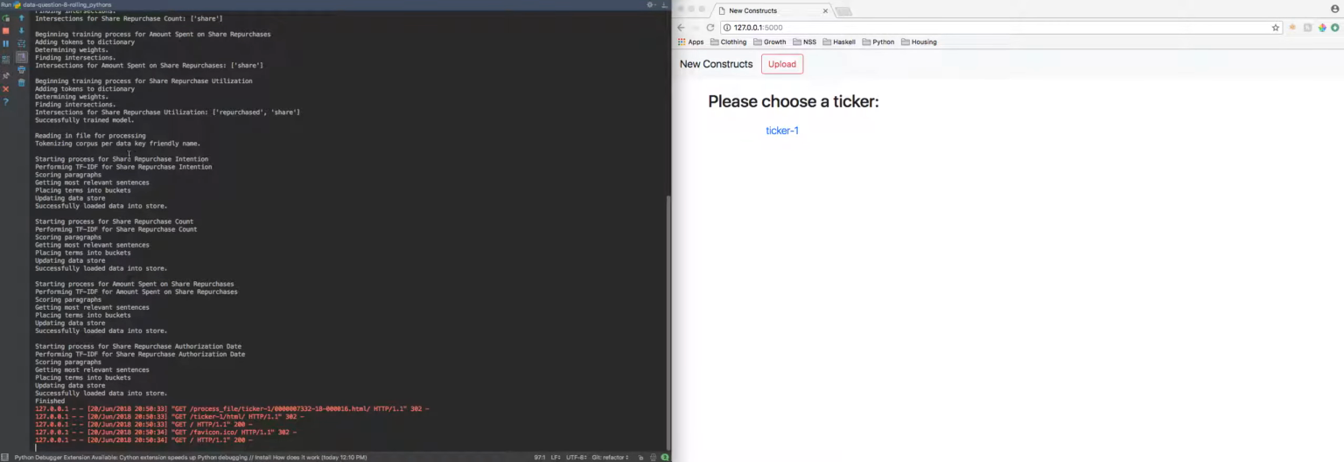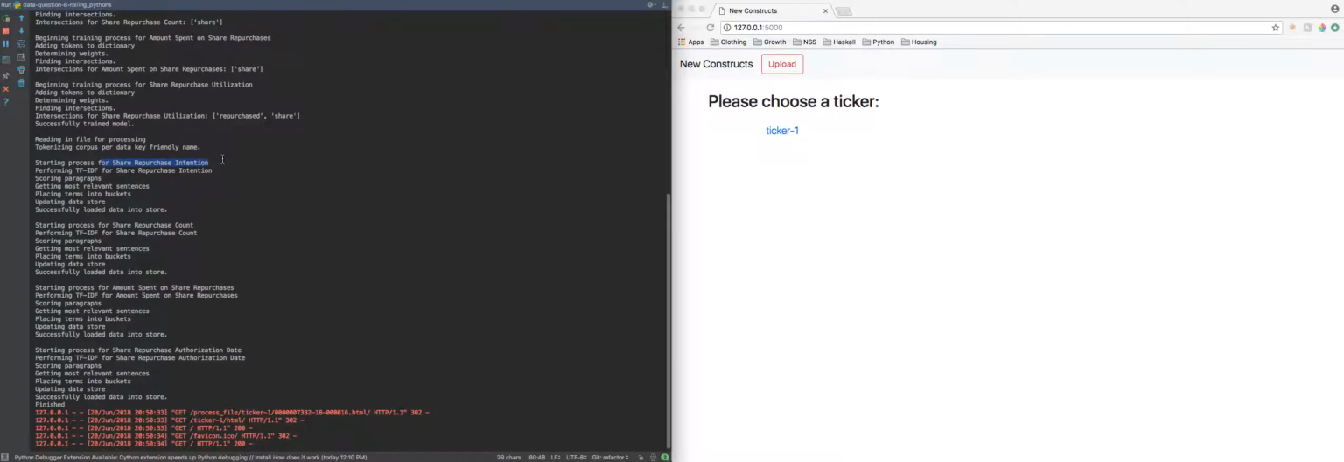And then down here, we go through each category and we try to find matches in the HTML. For this one, it's starting a process for share repurchase intention. So given that we've trained our model, now we're going to run our model against the test set for this category.